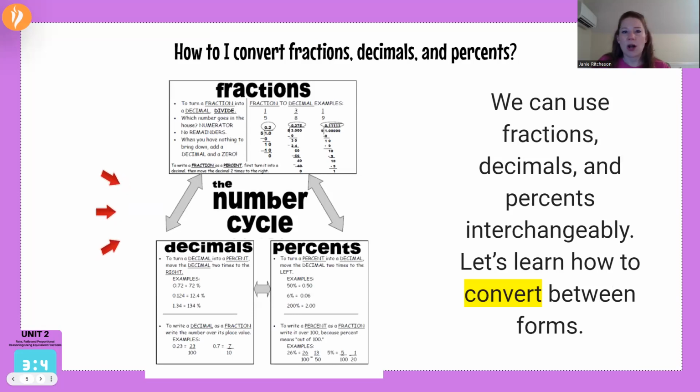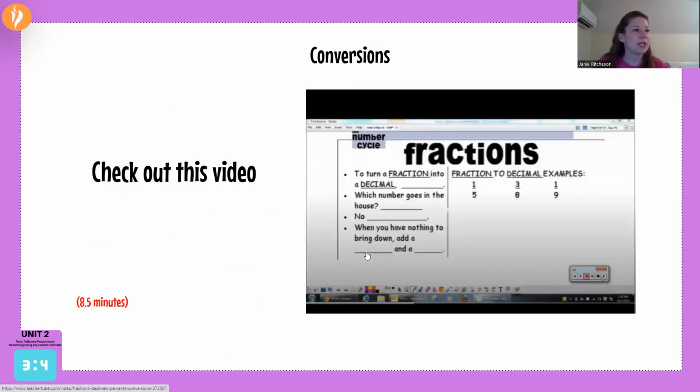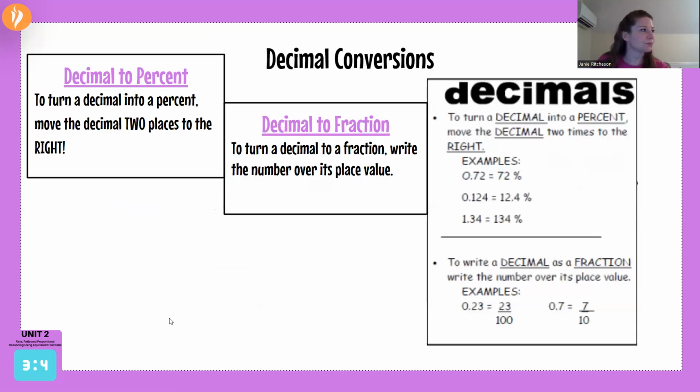So there's a lot of stuff on this page. So how do I convert fractions, decimals, and percents? We can use those three things interchangeably. Let's learn how to convert between forms. So here is a good video. It's 8.5 minutes long. So if you need help doing your work and you need to come back and watch this video on the slide deck, please do so.